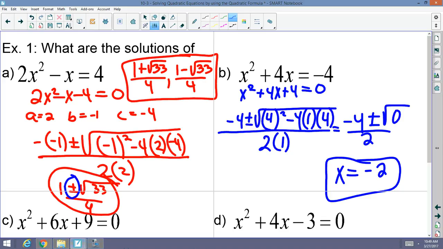Does that make sense? Yes, sir, my brother. Because it was negative b, and it was a negative 1 times just positive 4, and negative 1 times 4 is 4. I put it over here because a negative times a negative. Okay? Yes, sir.